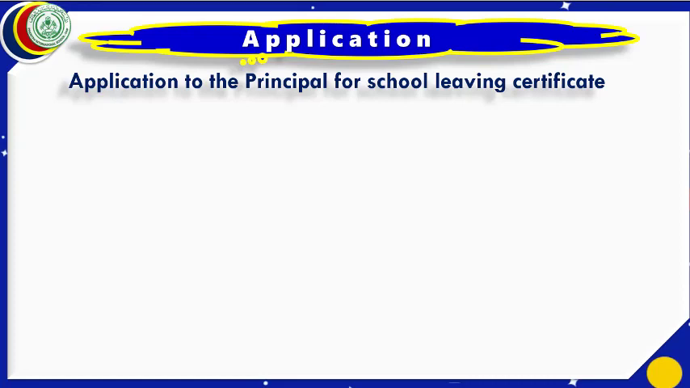We write the date. It can be written in the beginning at the top and it can be written at the end also. After writing sir, we write what we want to say. In this application, we want to say to the principal that we want to get admission in another school. That is why we need a school leaving certificate. Dear students, I shall show you a sample application. You can change it, you can add to it, you can leave out anything if you don't like it in this application.